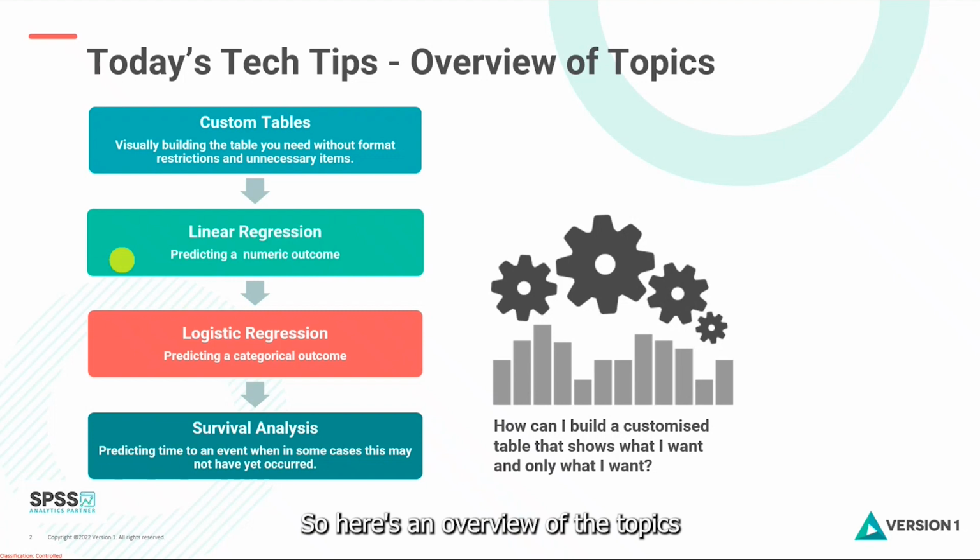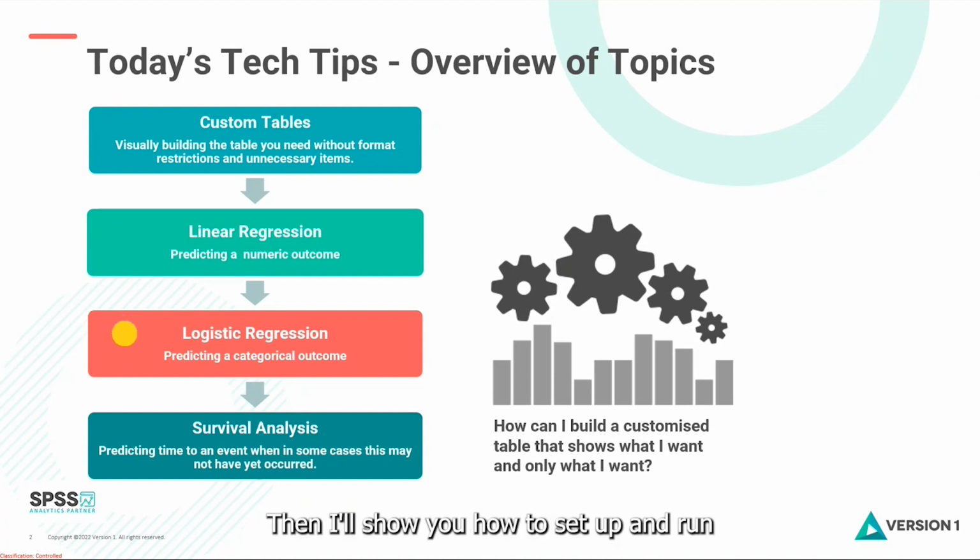So here's an overview of the topics that we wanted to cover with you today. First of all, we'll start with custom tables. We wanted to show you how to visually build the table that you need without format restrictions and unnecessary items. Then we'll demonstrate linear regression. Now, we use linear regression when we want to predict a numeric outcome, and I'll show you two methods. One is a simple linear regression, and then we'll add more predictors, but we'll use automatic linear modeling.